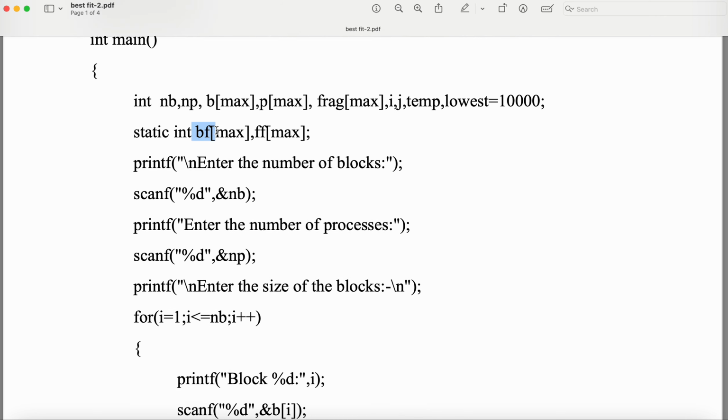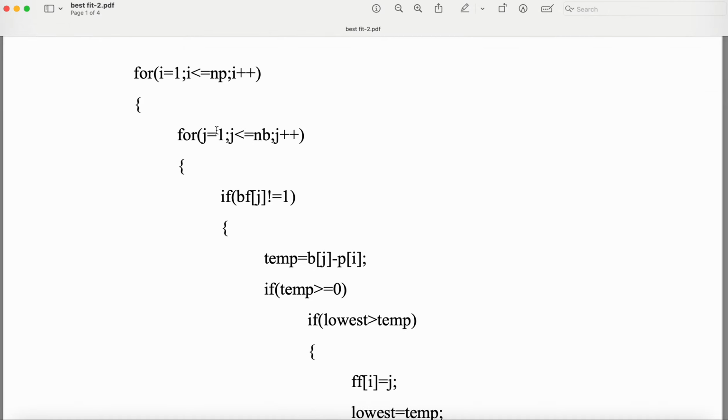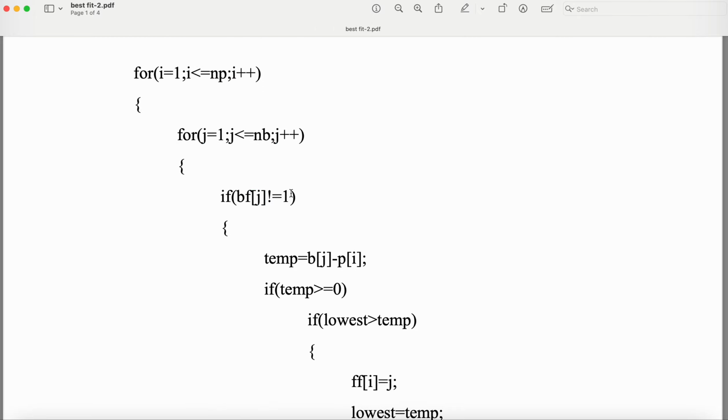Static array means initially what are the default initial values? Here we didn't perform any initialization, so that's why the default initial values are 0. So initially BF of 0, BF of 1, all those contain 0. BF of 0, initially what is the value? 0. So 0 is not equal to 1. Yes, the condition is true. Now let us take a value.